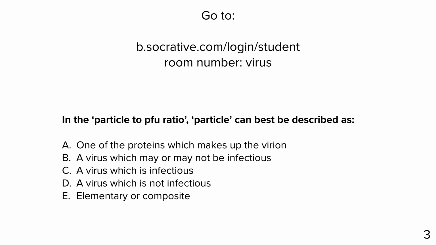Yeah, a virus which may or may not be infectious. So the particle-to-PFU, particle is everything, both infectious and non-infectious viruses. And the PFU are the ones that are infectious. So that's why particle can be both. And a bunch of you got infectious, but the particle in the particle-to-PFU, if it's 10,000 to 1, not all of those are infectious. That's why you can't say it's infectious or not infectious. It's either one, and that's encompassed in B.